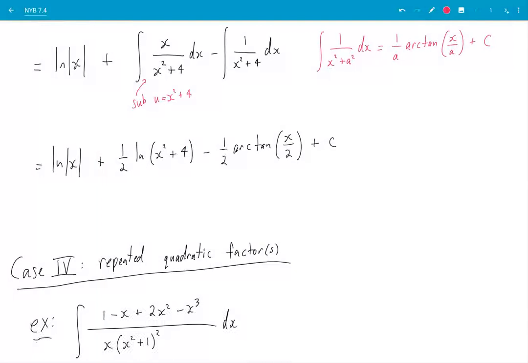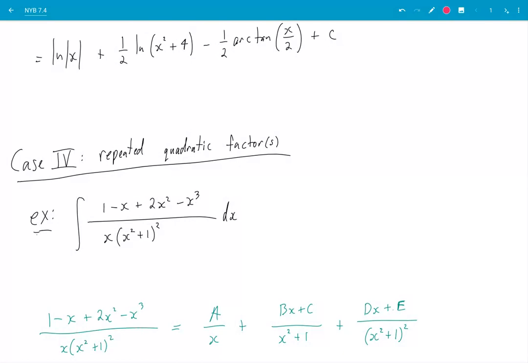Okay, last case, case 4. The ugliest of them all that we will deal with. Now we have a quadratic appearing, and it's appearing more than once. So this is going to be a bit long. I'm not going to be able to show all the steps, but I will give you the important pieces of the puzzle.